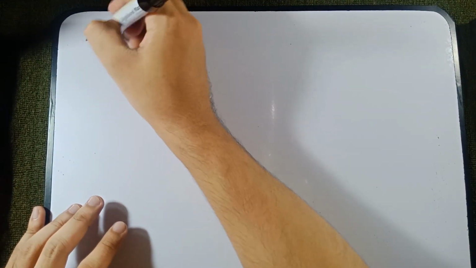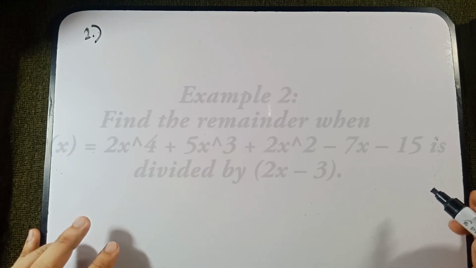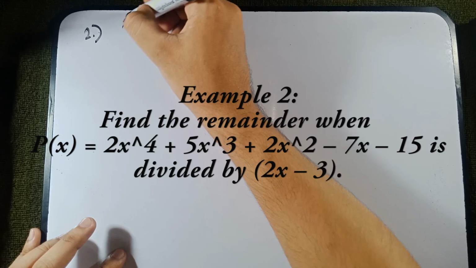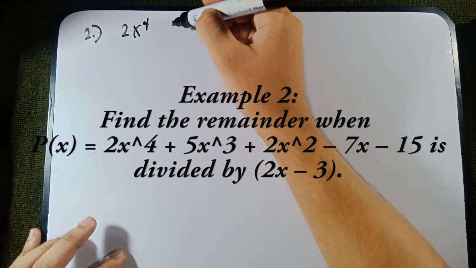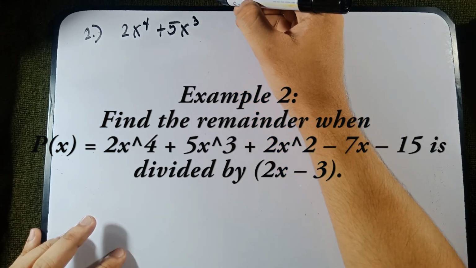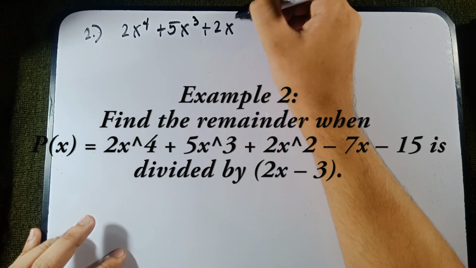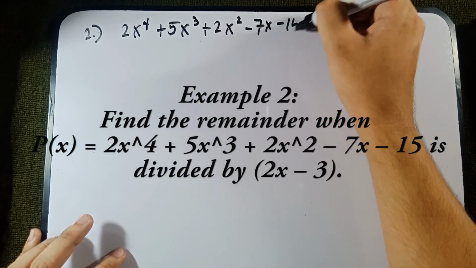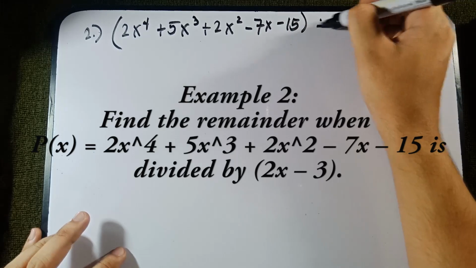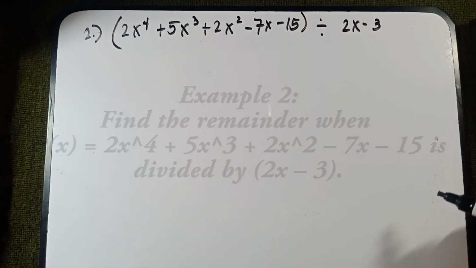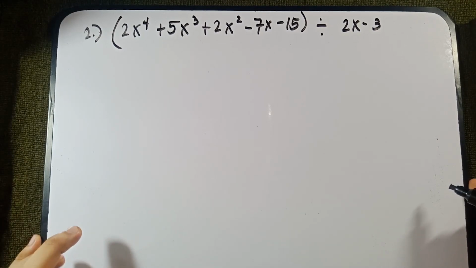Example number 2. Number 2, find the remainder when 2x raised to 4 plus 5x cubed plus 2x squared minus 7x minus 15 divided by 2x minus 3. Yan. 2x minus 3.